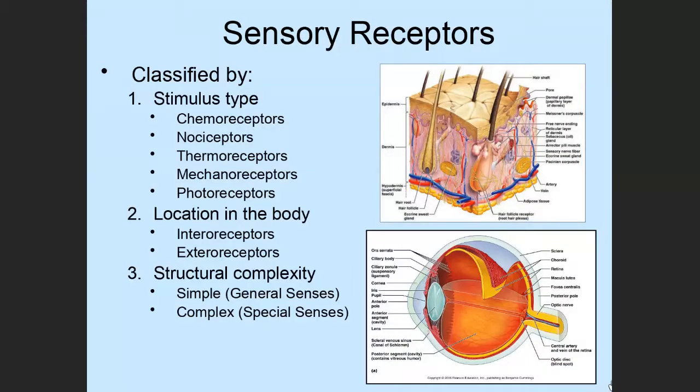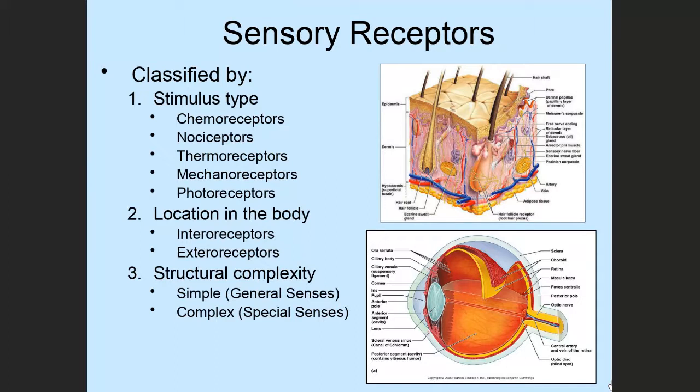Before we get into the senses in any more detail, I want to spend a little bit of time talking about the receptors that are located throughout the body that allow us to detect changes, both outside of our body and inside of our body, and talk about how these receptors are classified, because you're going to be hearing these terms quite a lot as you work through the activities in class and as you do the reading and the Learn Smarts and the other assignments.